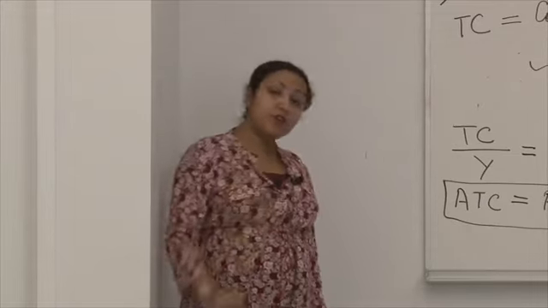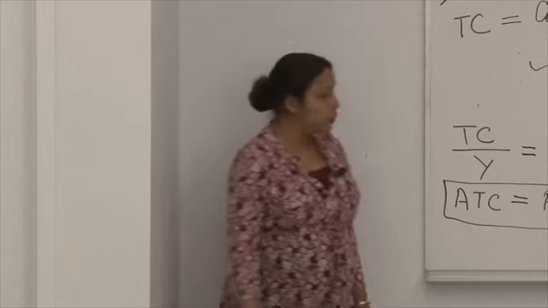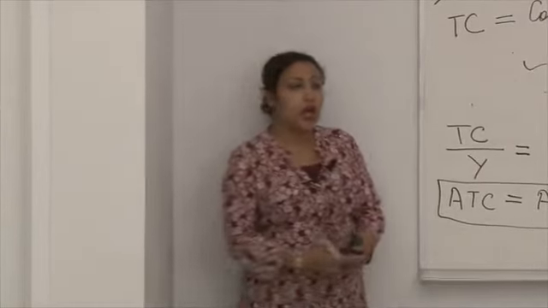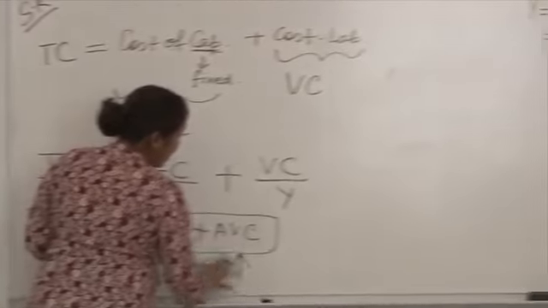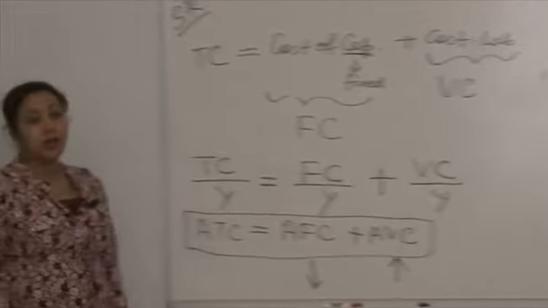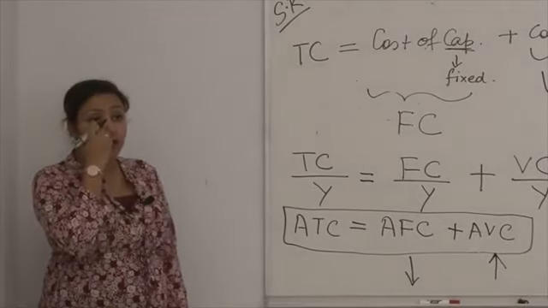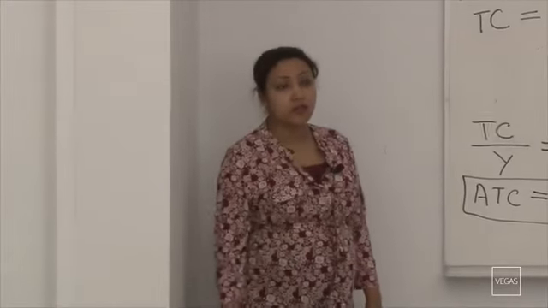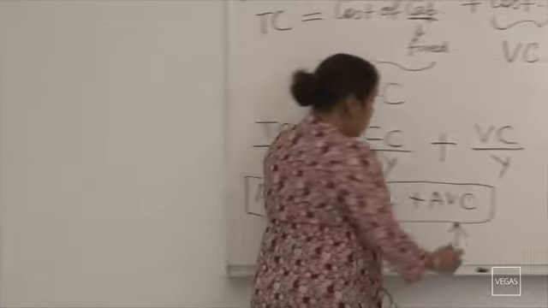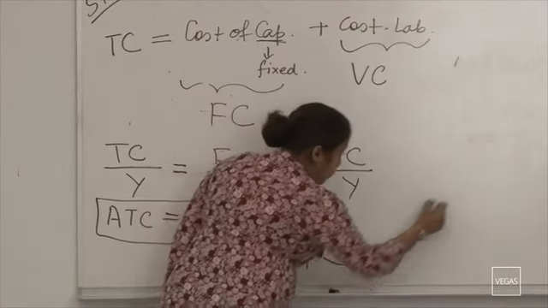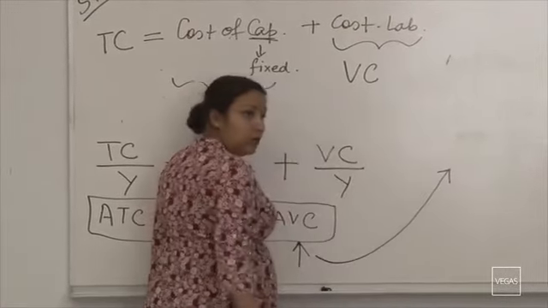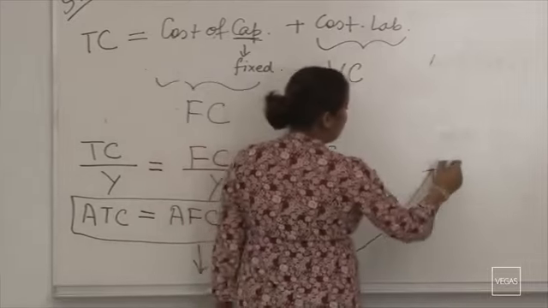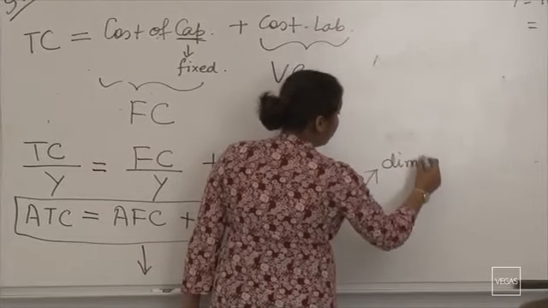So, fixed cost will fall over time, variable cost will rise over time. Now, like I told you, this rise in variable cost is triggered by the diminishing marginal productivity of labor, right? That is causing that. Hence, this increase in variable cost over time, or with an increase in output, is also called the diminishing returns effect.